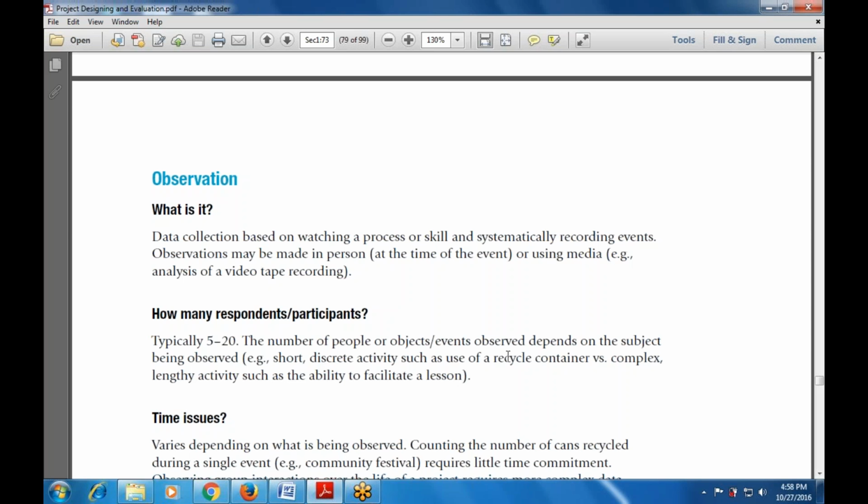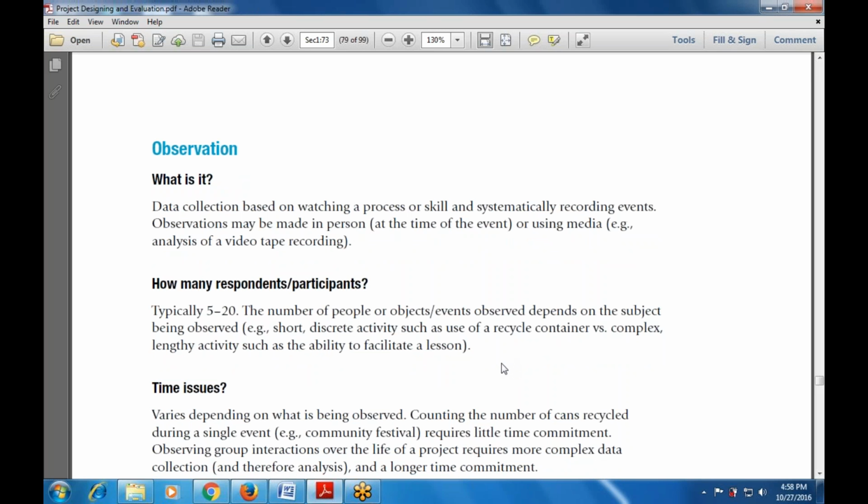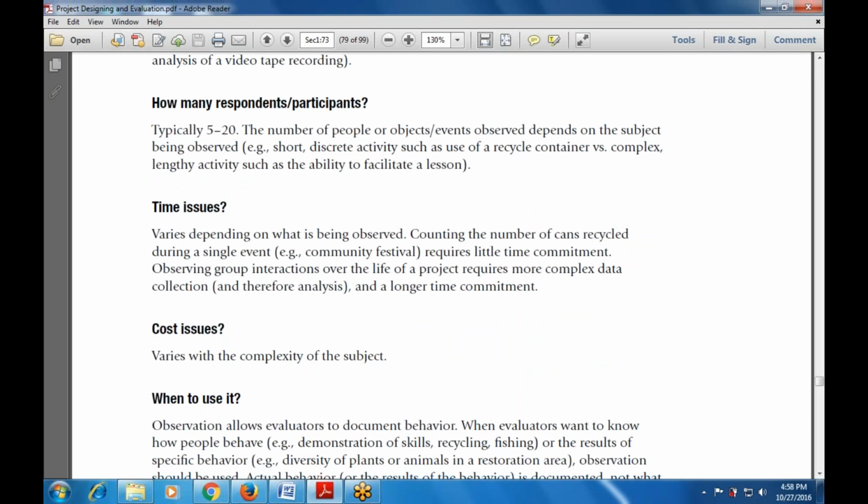Then the next one is the time issue. This also depends on what is being observed. Then the cost issue, that varies with the complexity of the subject.